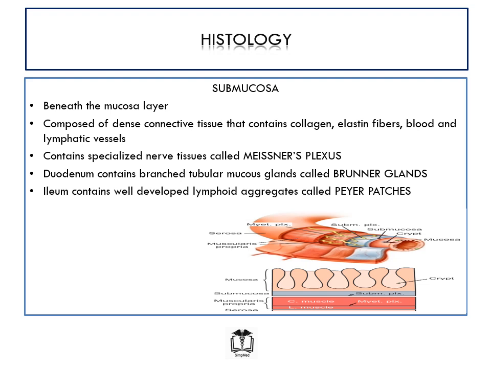The second layer of the small intestine is the submucosa. It is the layer that lies just directly beneath the mucosa layer. It's composed of dense connective tissue that has collagen, elastic fibers, blood vessels and lymphatic vessels within it.